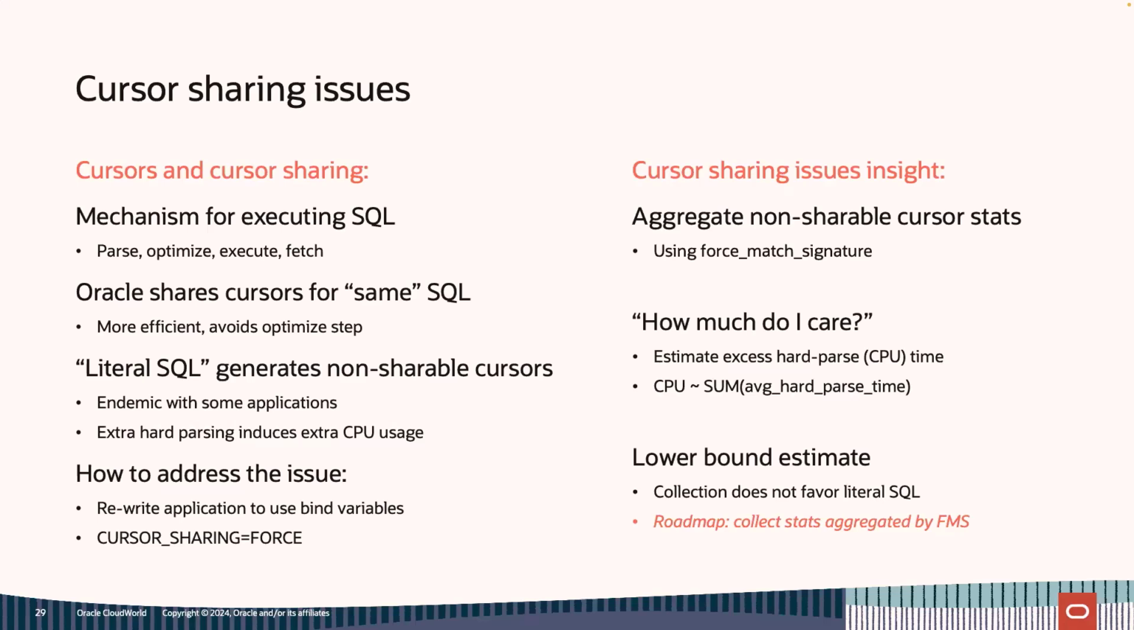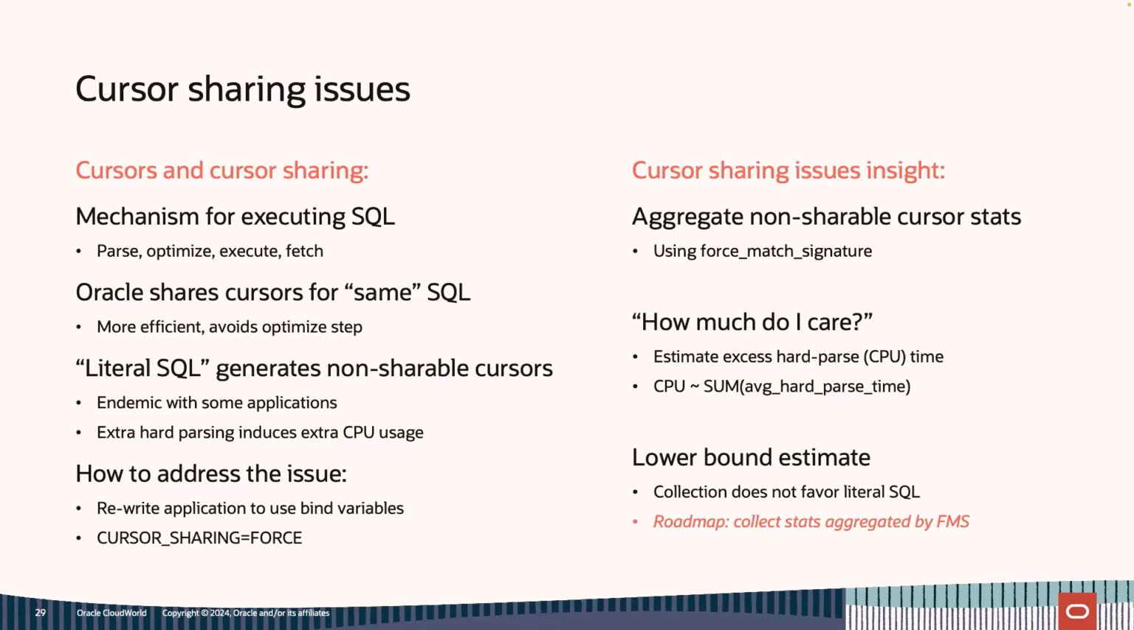Anyway, so what do we do in terms of our insights, right? Well, first of all, we aggregate the stats for non-shared cursors that have the same force match signature. Force match signature is kind of like the SQL ID without the literals. And then we compute how much do I care about cursor sharing?